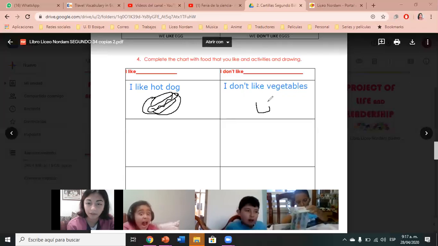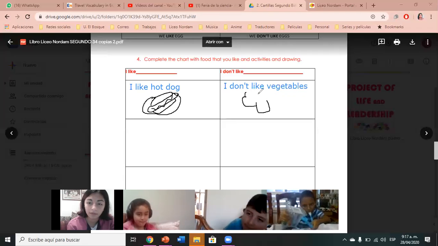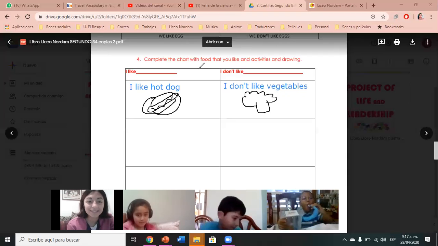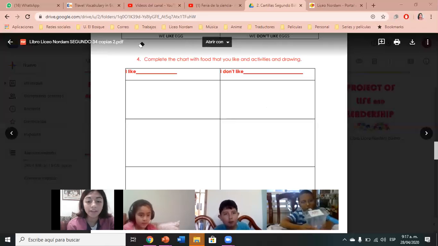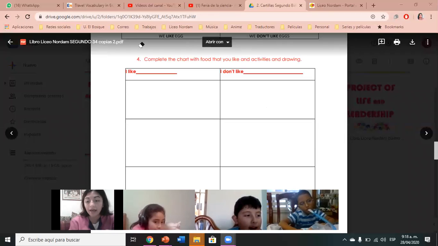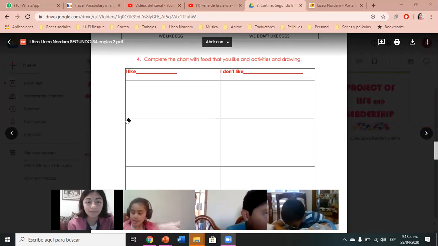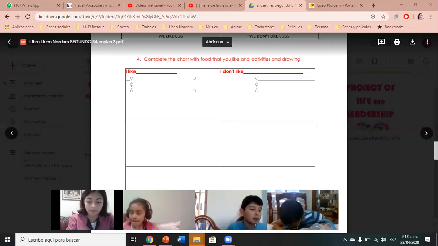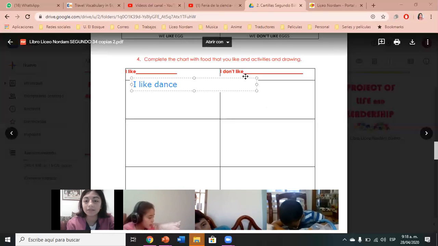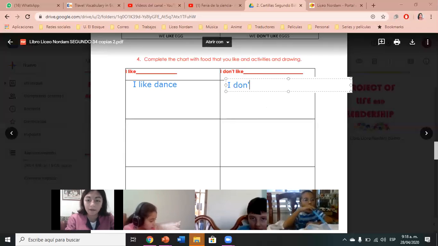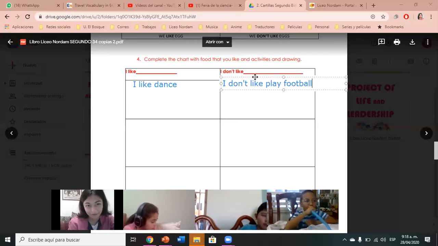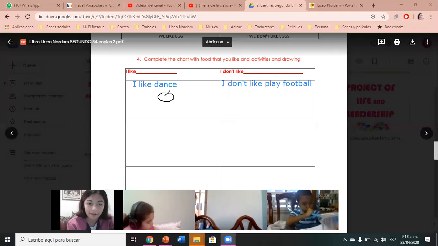I'm going to draw a broccoli. Imagine this is a broccoli. Imaginemos, imagine that this is a broccoli. So you're going to draw and write, van a escribir y dibujar food that you like and don't like, comida que les gusta y no les gusta, and activities, una actividad. So other activity, puedo poner I like dance, me gusta bailar, I like dance. Y algo que no me gusta, I don't like play football. Sorry, I'm not good with football. So I don't like playing football, no me gusta jugar fútbol. So you're going to write the sentence, van a escribir la oración, and you're going to drawing, la van a dibujar, okay?